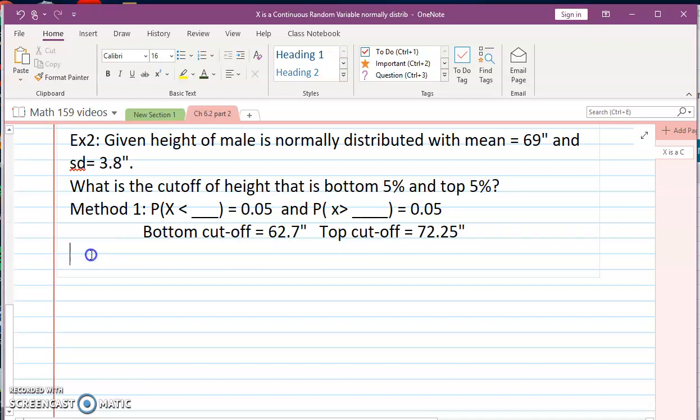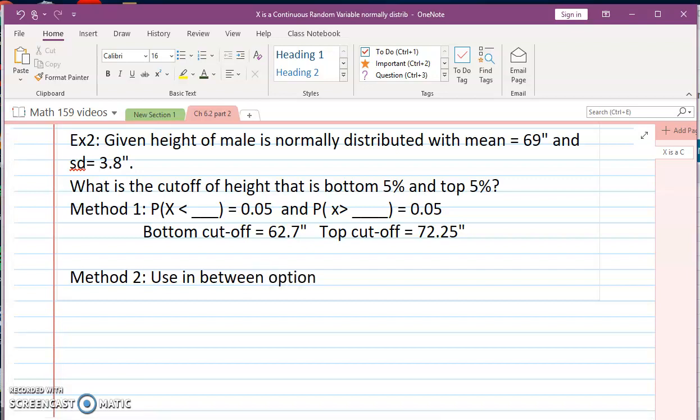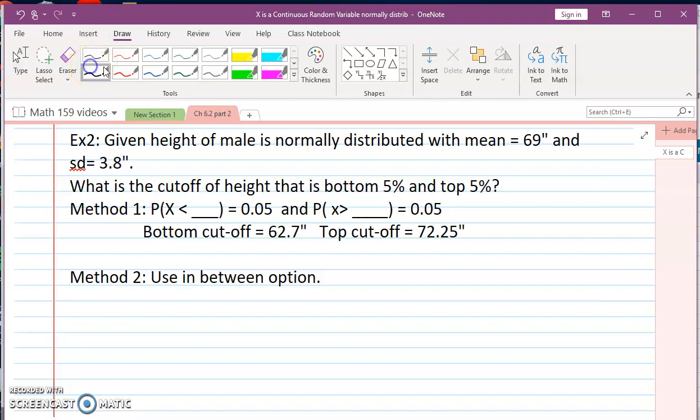So this is a method that we can do because you do it left and right. Method 2, use the in between option. Recognizing that your top and bottom percent are actually the same, we can see that it is like a two-tail question where you have two equal tails. So when you are doing in between, you actually have two sides that are the same.